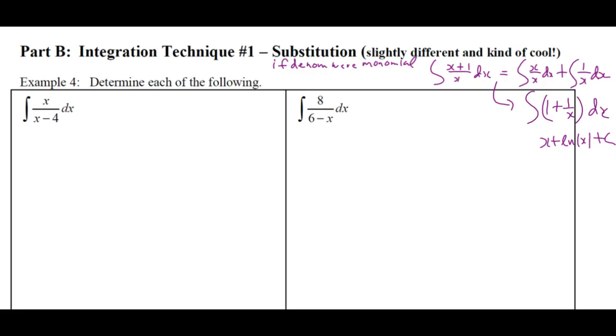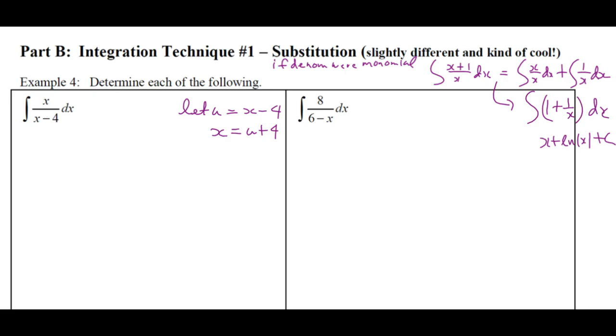Okay, so here's how we do a monomial denominator. We let u equal x minus 4. Now we add one other little extra step here, which is, fine, that's going to be a u, but what's this going to be? So we have to solve this for x. So x is equal to u plus 4.